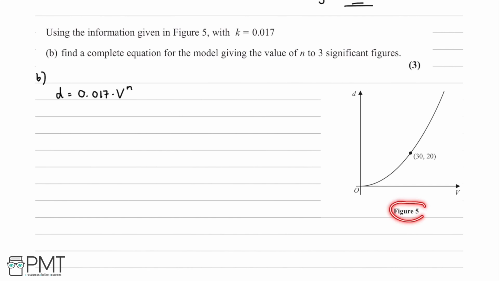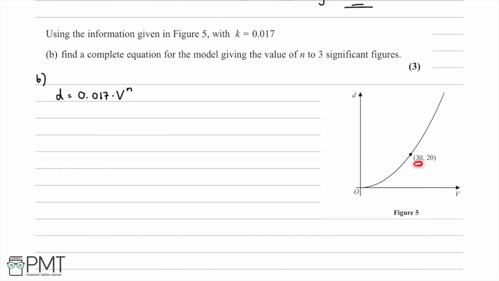So taking a look at figure 5 just here in the corner, the main piece of information which we can read from this is the coordinates at a certain point. So we know that when x is equal to 30, y is going to be equal to 20. So therefore, we're going to substitute these into this equation. So writing this down, for the coordinates 30, 20, we'll therefore have that 20 is going to be equal to 0.017 multiplied by 30 to the power of n.